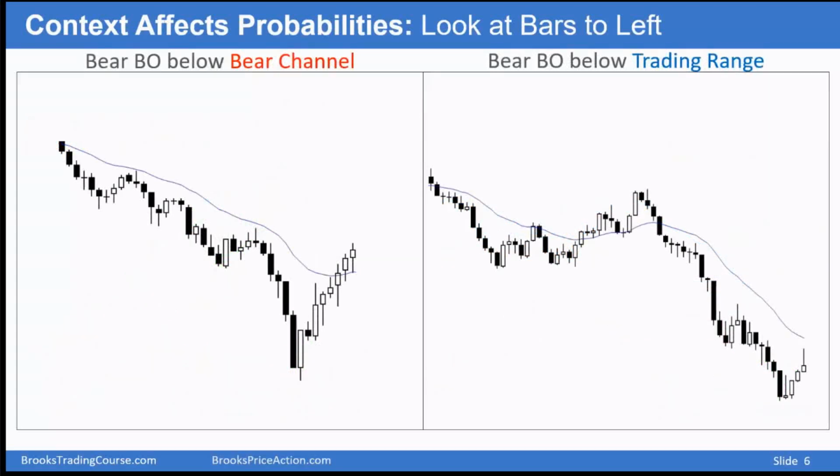The opposite's true in a bear trend. We have a bear trend, we have a bear breakout. The difference between the two is this is a bear channel and a breakout. This is a trading range in a bear trend. I don't have the bars to the left, but it was a bear trend, trading range, and a bear breakout. You'd expect a measured move down. Here, you'd expect a failed bear breakout and an exhaustion.